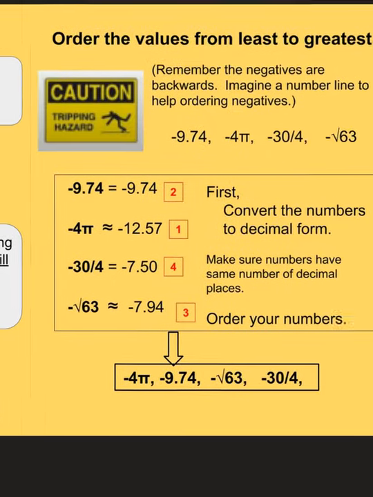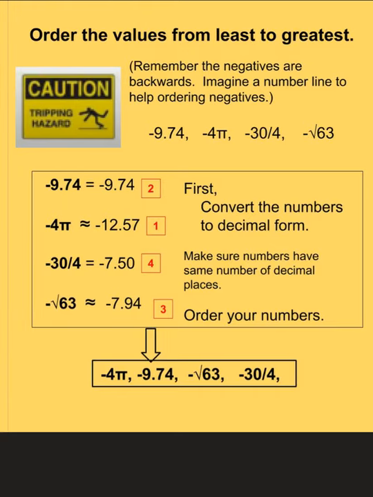Okay, moving along, we have some examples here. This one wants you to order the numbers from least to greatest. Remember, least to greatest, if you thought of the fancy word, that would be ascending. Okay, remember the negatives are backwards. Imagine a number line to help ordering negatives.